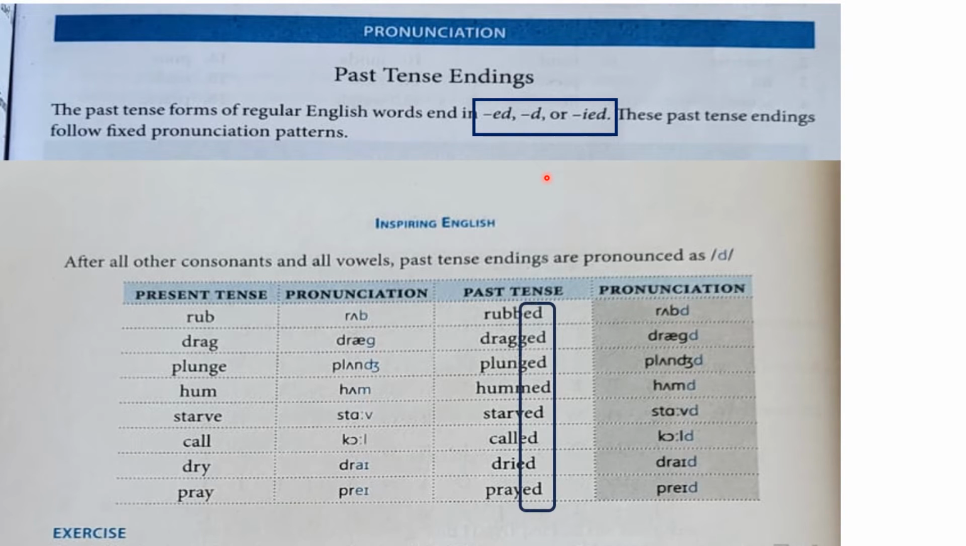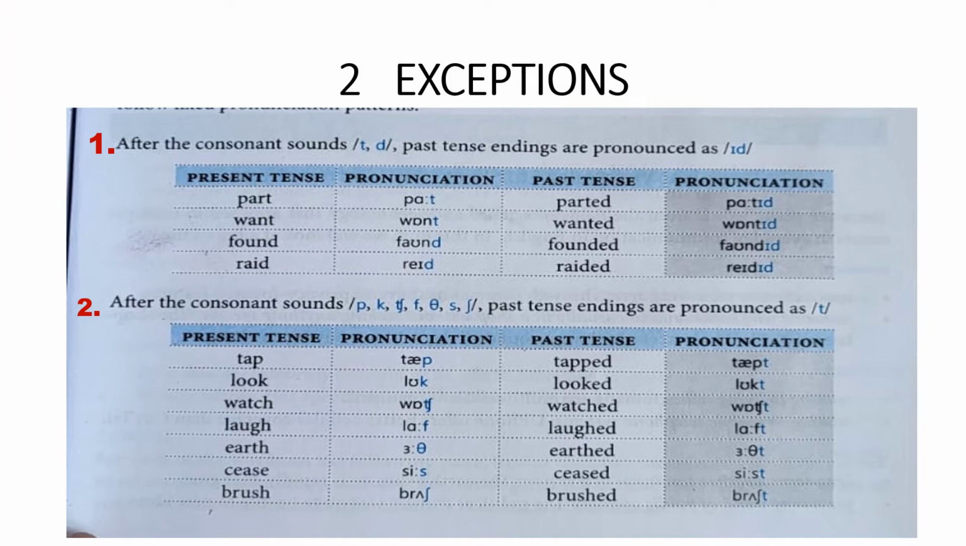And see, when ed is formed, the pronunciation is d: rubbed, dragged, plunged, hummed, starved, called, dried, prayed. This sound is used for the usual past tense endings. There are some exceptions, and we have to remember these exceptions because native speakers use a different kind of sound for a few words. Let us see those exceptions.